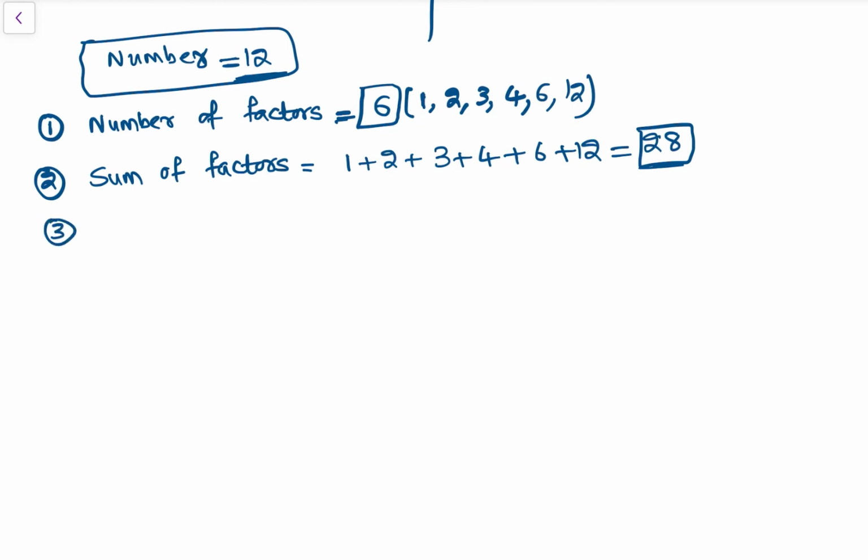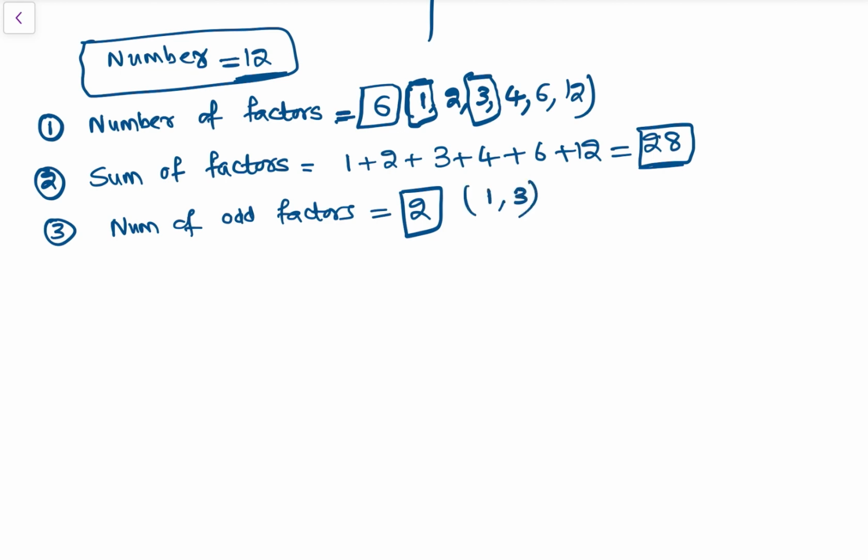Okay. Then third is number of odd factors. So odd factors are what? 3 is an odd number and 1 is an odd number, right? So number of odd factors is 2, odd factors are there, okay? That is 1 comma 3. Odd numbers are 1, 3, 5, 7, 9 etc. That is, next is number of even factors.